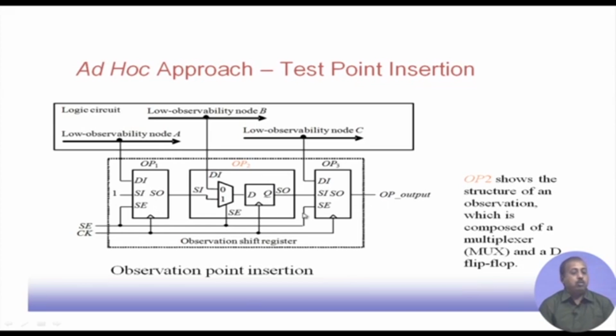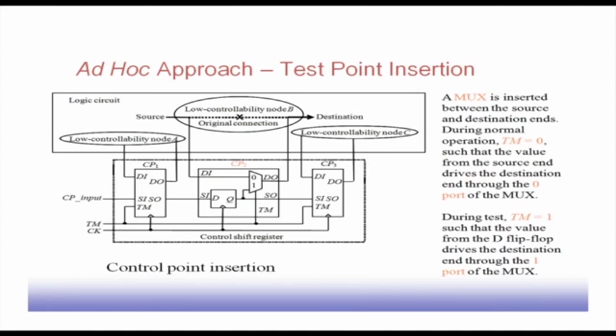So, all the low observability points that we have in the system, we can tap from those points and put them onto this observation shift register, and this observation shift register can be shifted by applying clock to it in a serial shift mode, and then we can get all these outputs. So, the observability of the circuit is enhanced by introducing these observability points.